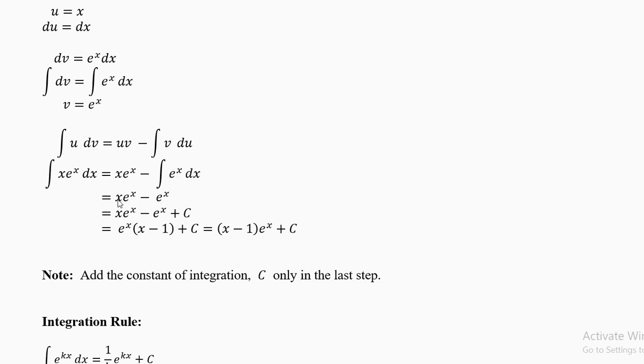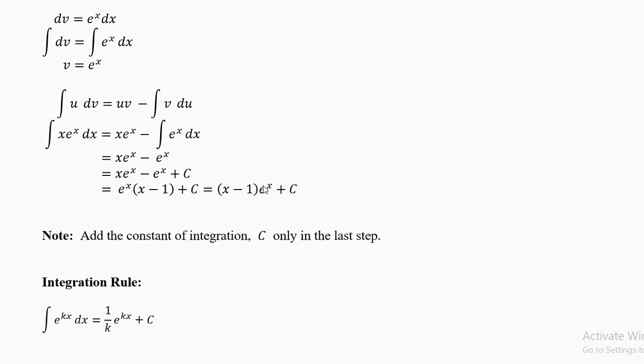So your answer is x into e power x minus e power x, and add the plus c in the last step. Now e power x is repeating in both the components, so you just factorize it, take e power x common, open a bracket, write x minus 1 in the bracket. This bracket is traditionally written on the left by most people. Sometimes we can write it on the right also. So I have written in both ways. Do it the way which appeals to you.